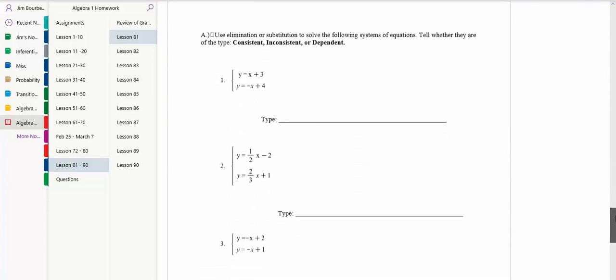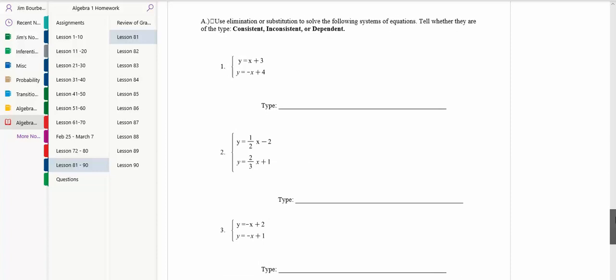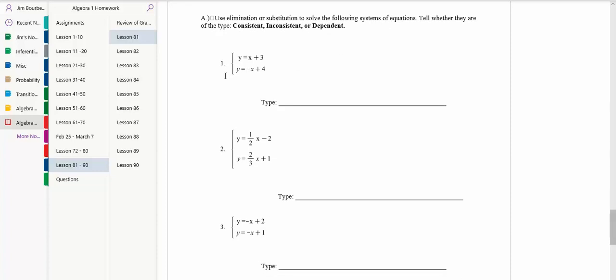And then I think there's one more section. Finally, I want you to do some problems here with elimination and substitution. So we're just going right back to what you already know how to do, but based upon how things work out, you need to tell me, after you've done elimination or substitution, is the solution consistent, inconsistent, or dependent?